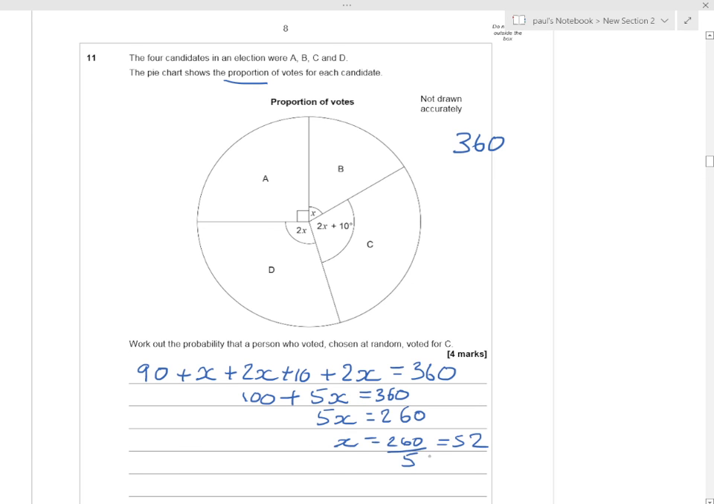So the probability, now we've got X is 52. So that will be 2 times 52 plus 10, which is 114. Yeah? So it's 114 out of 360, because that represents 114. So that's the probability of somebody voting for C.